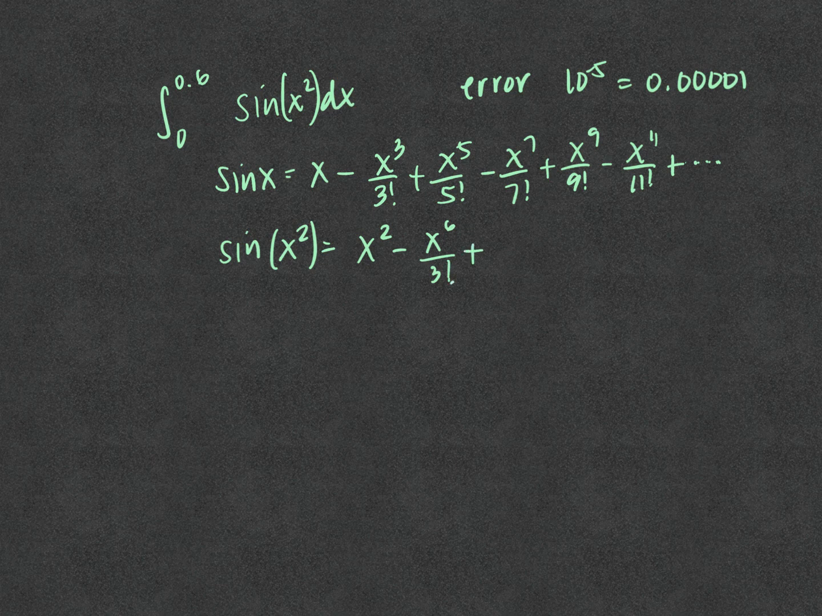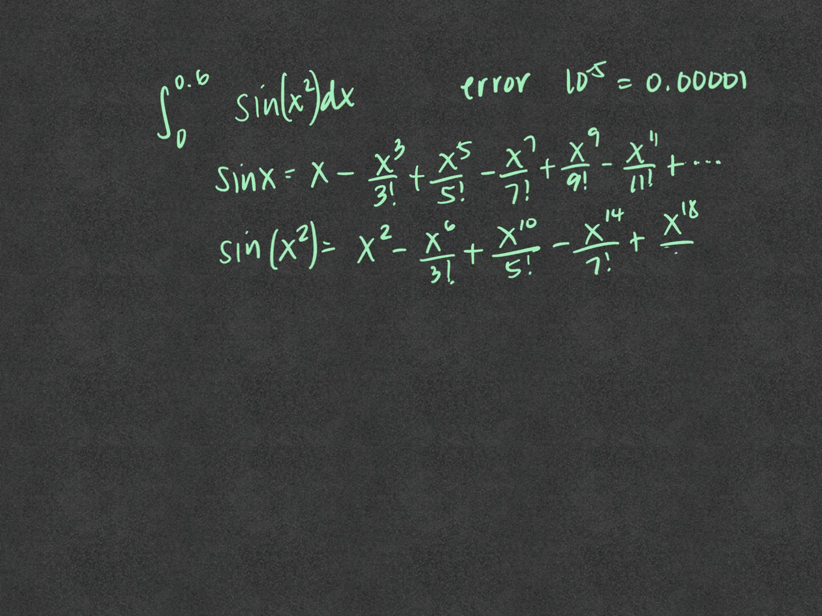Plus x squared to the 5th is x to the 10th over 5 factorial. X squared to the 7th is x to the 14th over 7 factorial. X squared to the 9th is x to the 18th over 9 factorial. That's going to be hard to read in a minute, so let's fix it now.